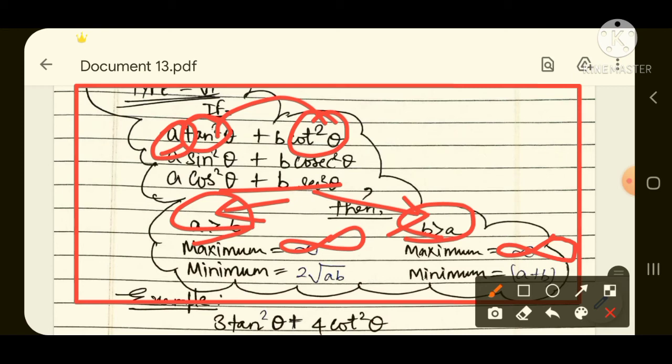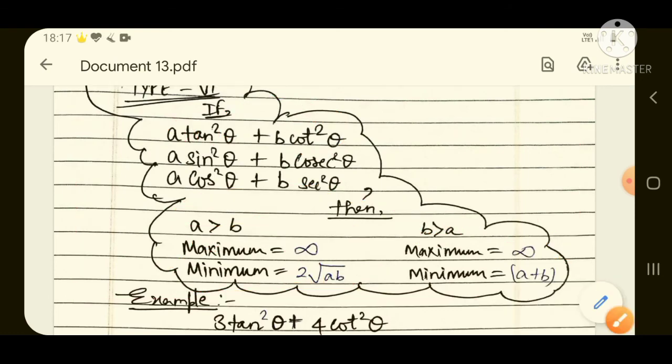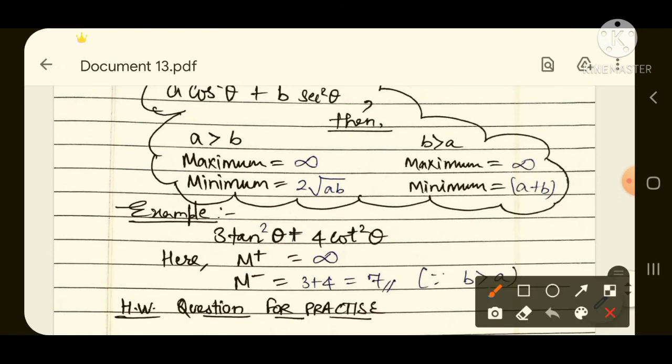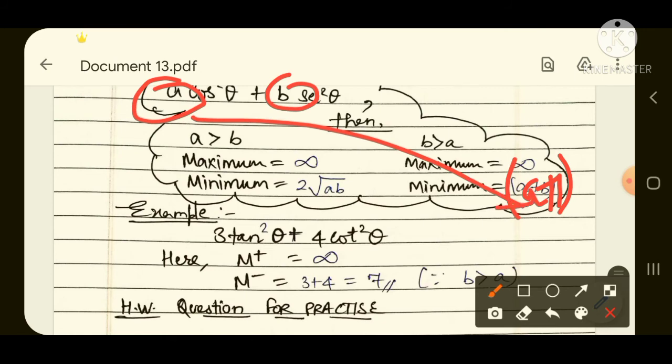But for the minimum value we will have a few changes. If a is greater, then the minimum value is going to be 2 root of ab. This is in the case of the minimum value. Another thing, if b is greater than a, then we are going to have the minimum value as a plus b. Whatever this is, a plus b is going to be the minimum value.